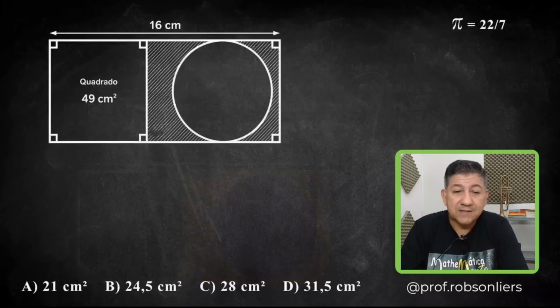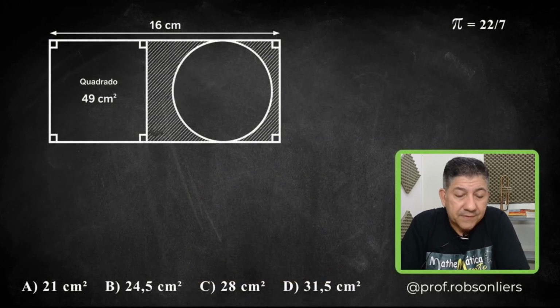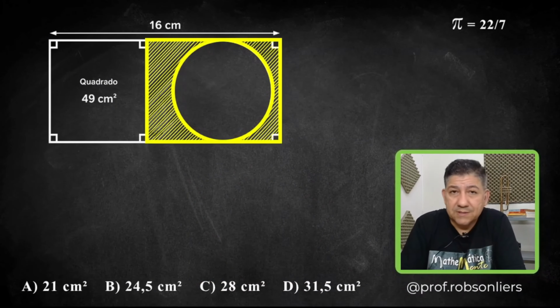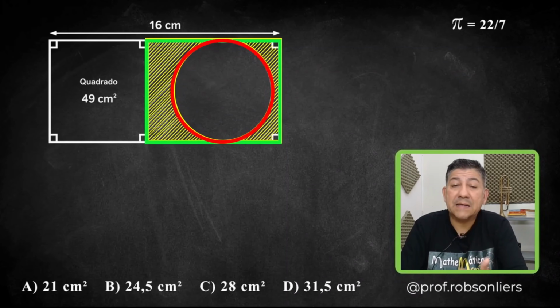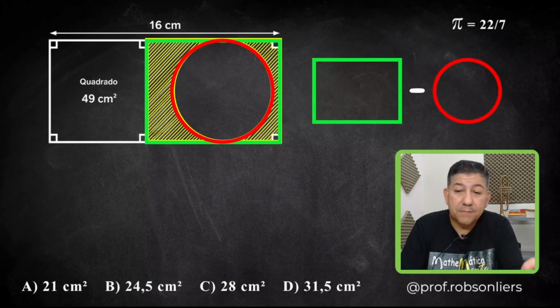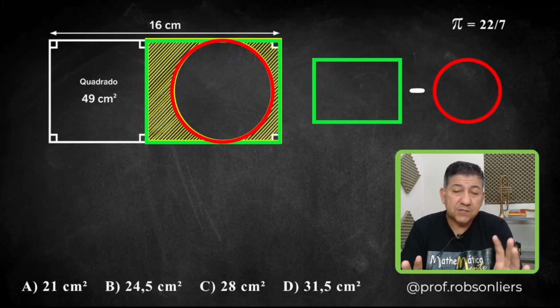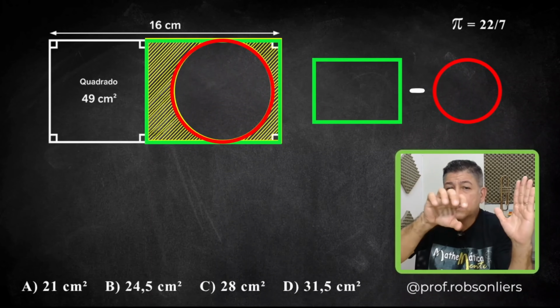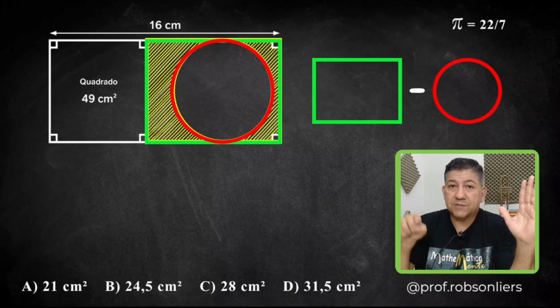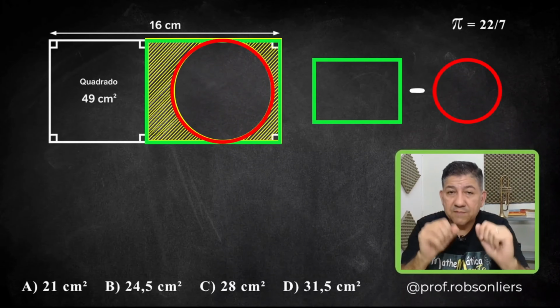I'm going to clean up the board here, organize it so we can solve things more neatly. Pay attention. We want to find this area here. Look, this shaded area, this hatched area, right? To find this area, we first have to calculate the area of this rectangle, which is in green, then calculate the area of the circle and subtract the area of the circle from the area of the rectangle. It's the same thing as if we had a sheet of paper and cut out the area of this circle and removed it from there. Only that outer part without the circle would be left, right? So we're going to do exactly that.